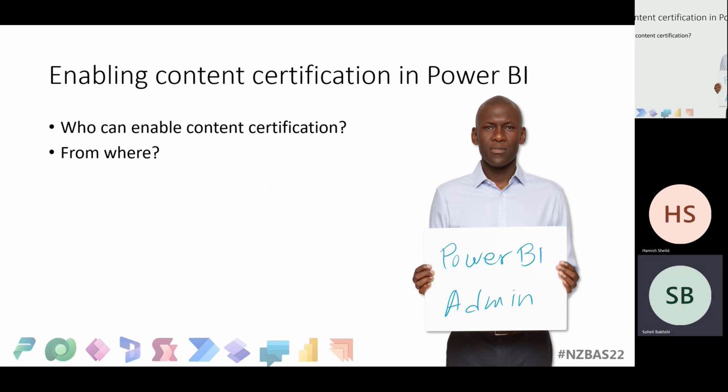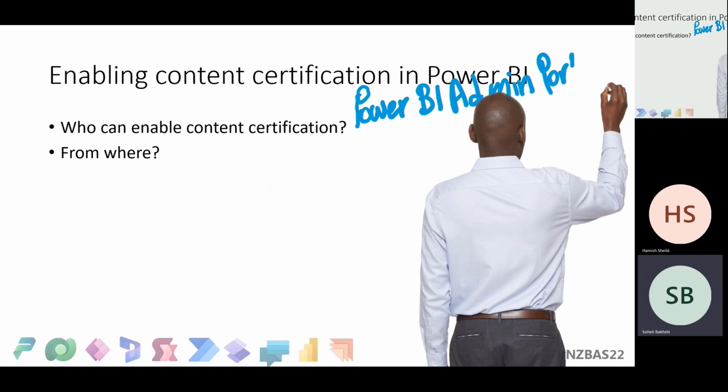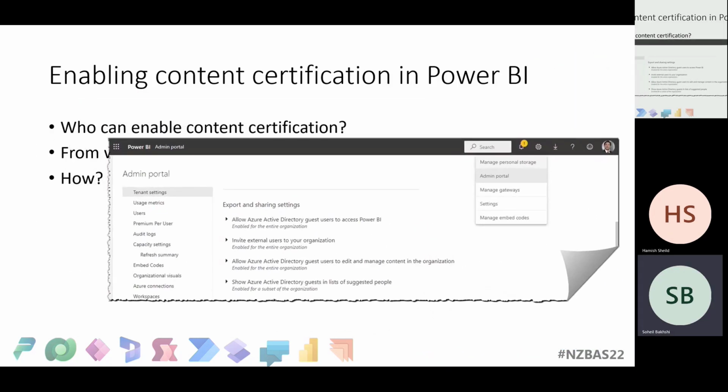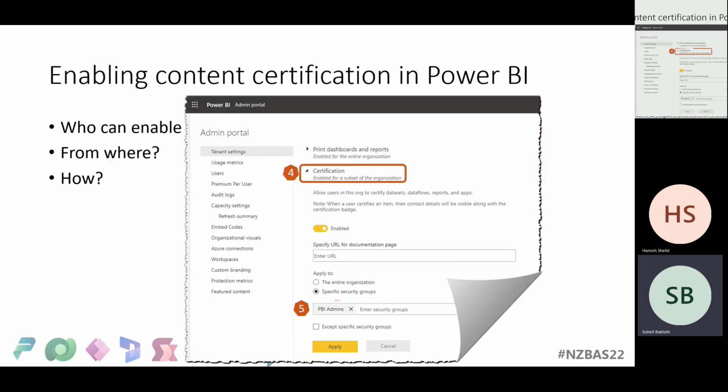So Power BI administrators are the ones who can enable certification across your Power BI tenant, but where? Admin portal? Correct. From the Power BI admin portal, right? And here is how. You go to the Power BI admin portal, click on the gear icon, go to admin portal, under export and sharing settings, and then on certification, you can apply it to specific users or security groups. And then you click Apply.